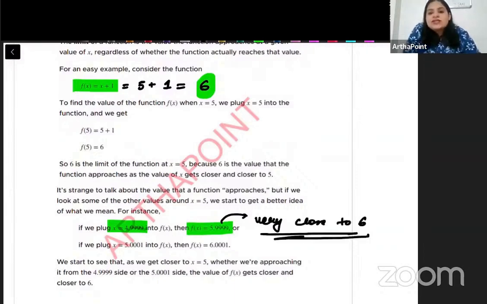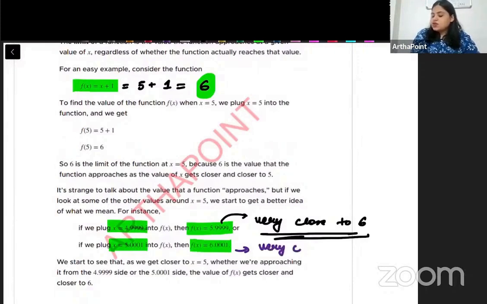Similarly, let's say I plug in some value of x which is again close enough to 5, but a little more than 5. Let's say I plug in 5.0001. What do I observe? The function takes the value 5.0001 plus 1, since the function was x plus 1. So it takes the value 6.0001. Again, this 6.0001 is very close to 6.